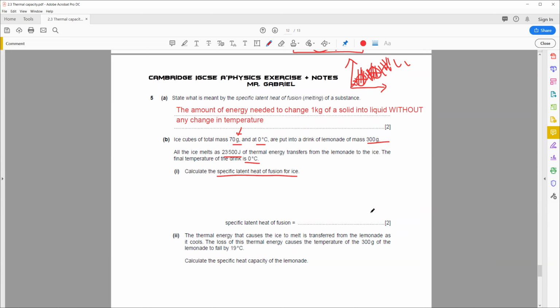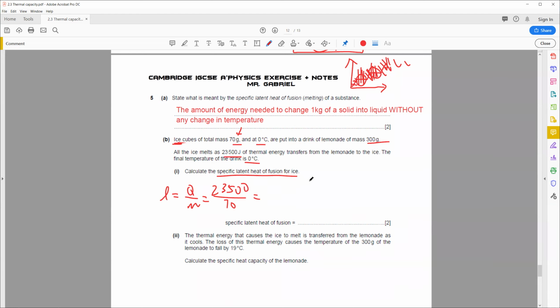So from here, you're basically going to say something like latent heat of fusion, L, will be equal to Q over M. From here, it will be what? Q is 23,500. Your mass is just 70 only, right? You're going to use 70, guys, because it's the ice that we're looking at. We're not looking at the lemonade, right? Latent heat of fusion of ice, 70.